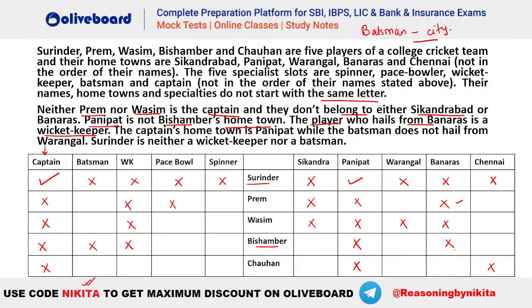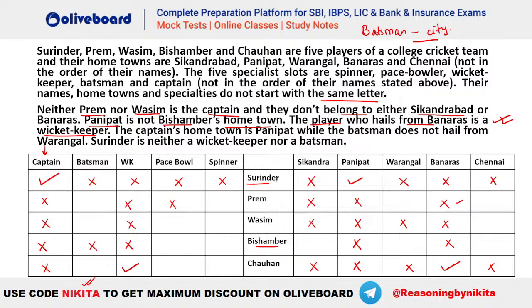Now you can see in Banaras, we are having 4 crosses. So one tick has to be there because somebody should be there from Banaras, isn't it? So that means Chauhan will be the person from Banaras. And what was given about Banaras here? The player who hails from Banaras is a wicket keeper. That means this person Chauhan should be the wicket keeper here, isn't it? I hope this is clear. And you can see this will be a cross here. Why? Because there can be only one tick in a particular row or a column.